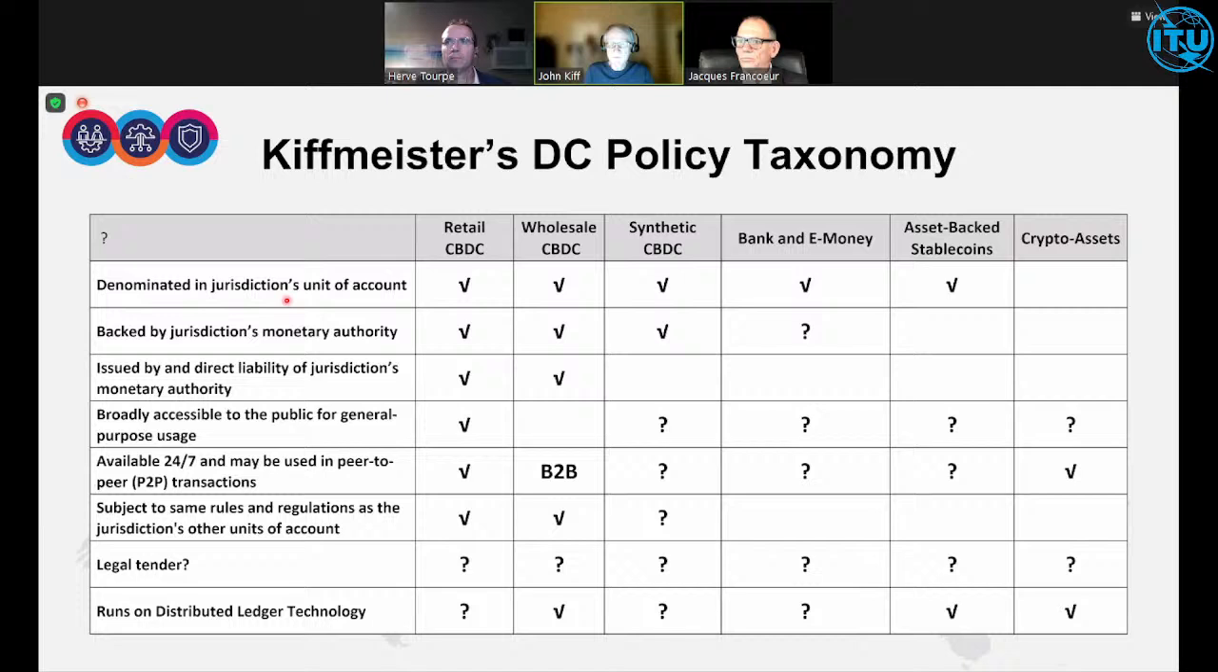But also, a CBDC is backed by the jurisdiction's monetary authority, or our central bank. That's critical too, because the C in CBDC is central bank, so that's rather important. And that means it's also backed by the jurisdiction's monetary authority and it's issued by the central bank. So these are the key factors. And so then we ran through all these other different types of digital currency to determine what the core definitions were. Then I joined the ITU working group and I hear about ontologies.